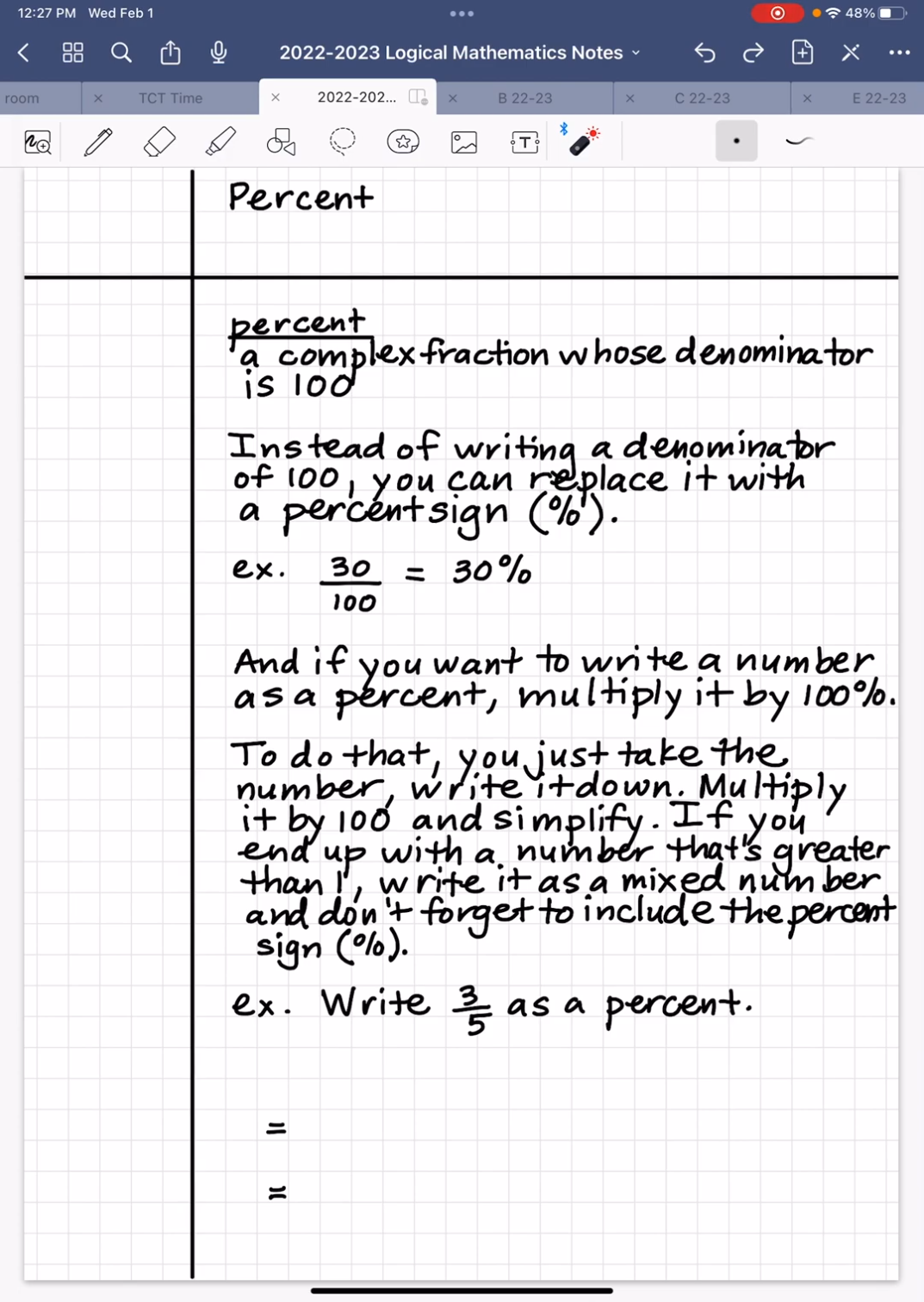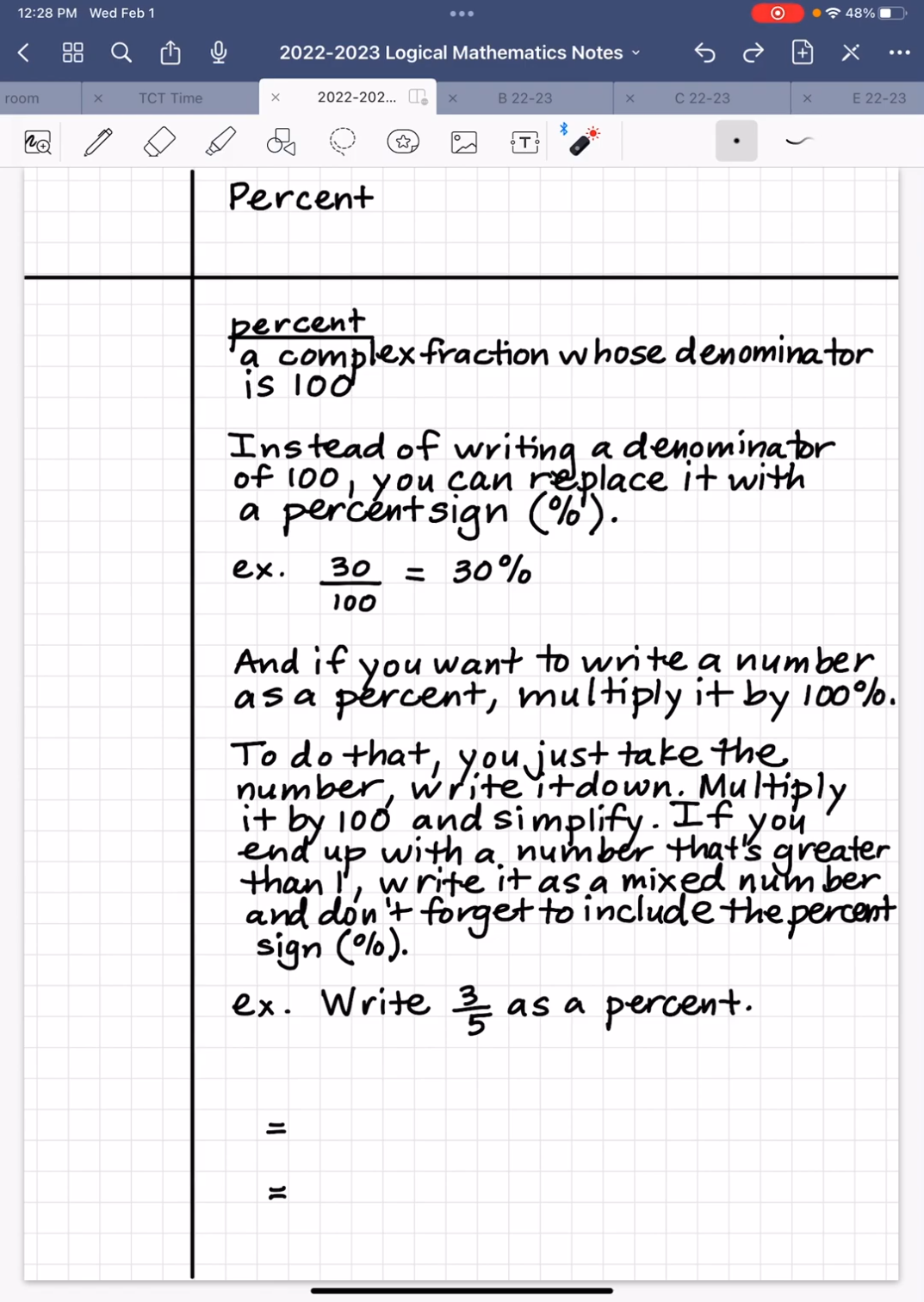Percents are a complex fraction whose denominator is 100. Instead of writing a denominator of 100, you can replace it with a percent sign. You can replace it with a percent sign. And if you want to write a number as a percent, multiply it by 100%. And to do that, you just take the number, write it down, multiply it by 100 and simplify. If you end up with a number that's greater than 1, write it as a mixed number and don't forget to include the percent sign.